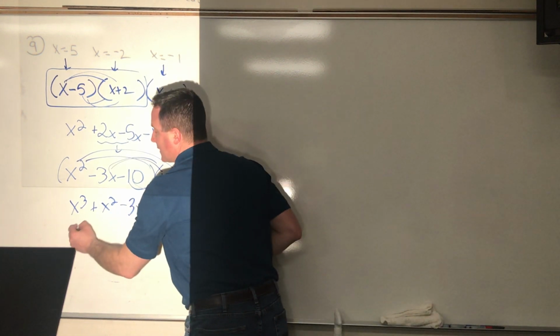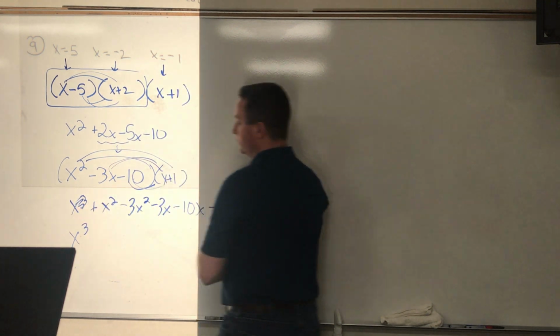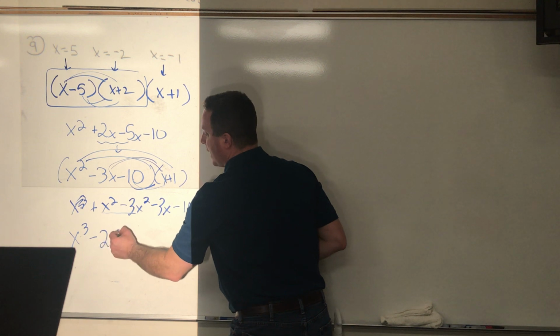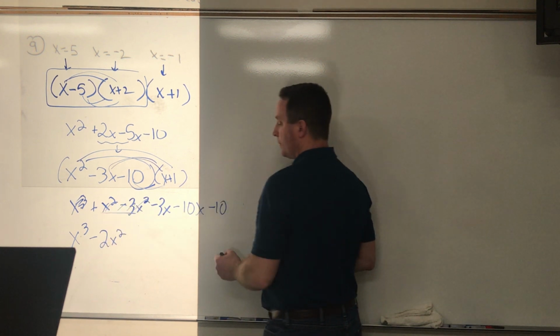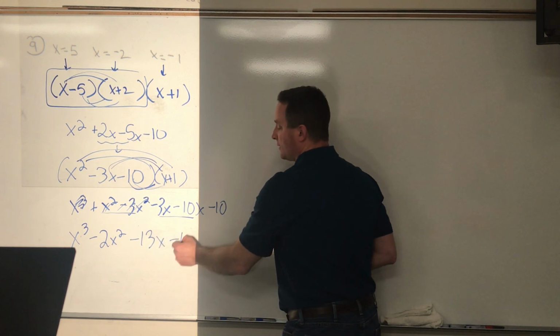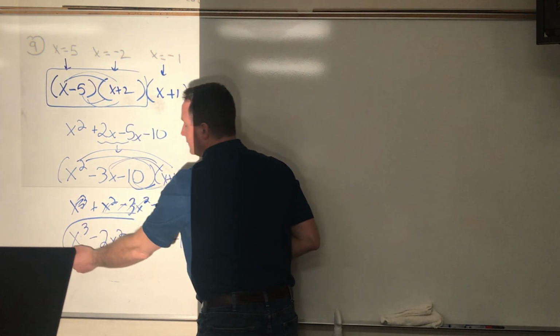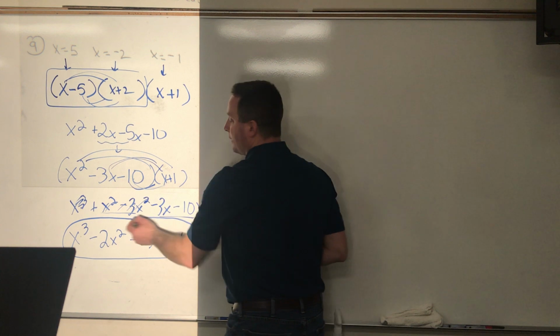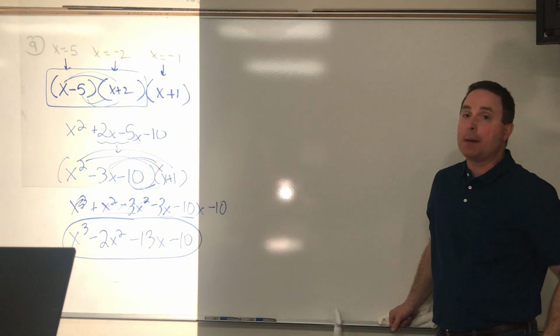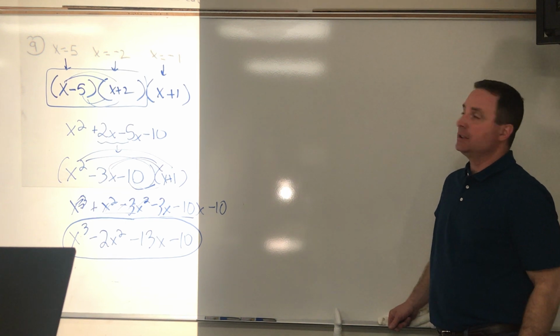Well, the biggest one I see is x to the third. I see a couple x squareds. 1 minus 3 is negative 2x squared. These 2 together combine to give me negative 13x, and then minus 10 is way out there at the end. Okay? So when you go backwards here, it's just a couple FOIL problems, a little bit of multiplication.